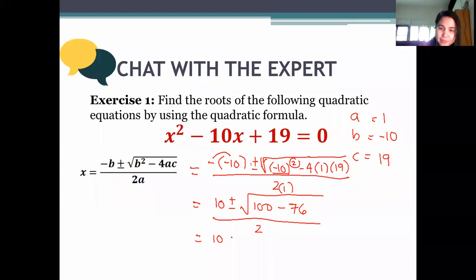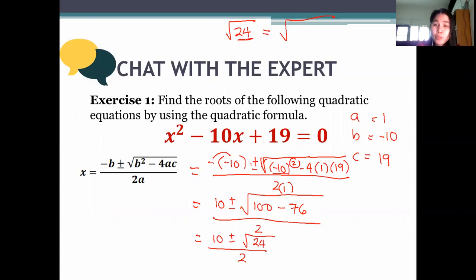So we now have 10 plus and minus the square root of 24 over 2. Now, we can simplify the square root of 24. How will we simplify that? Remember, a perfect square has a rational square root. What perfect square can be multiplied by another number so that the answer is 24? These are 1, 4, 9, 16, 25, and so on. 6 is not a perfect square. 4, very good. So 24 can be written as 4 times 6.